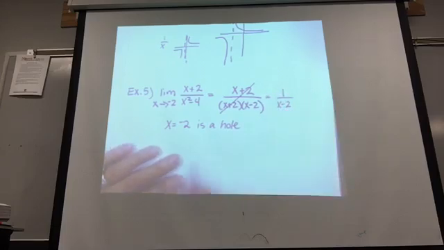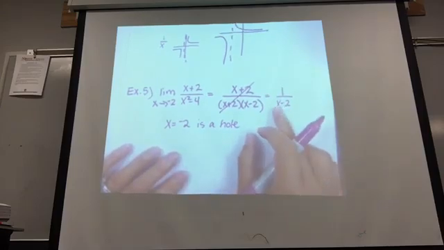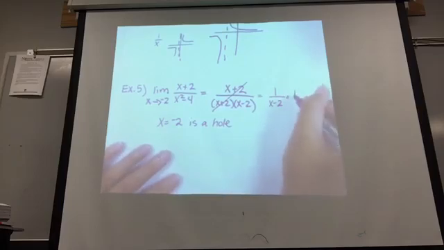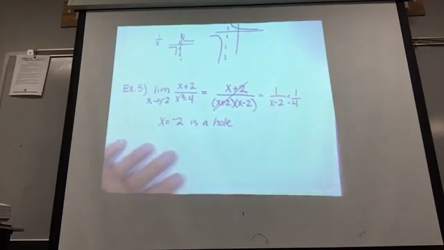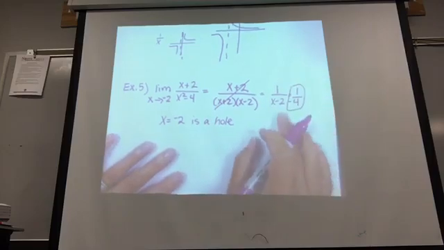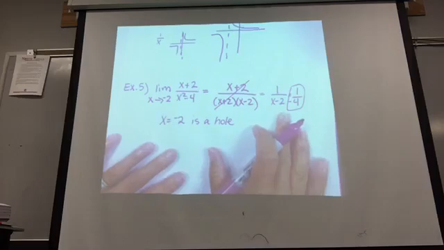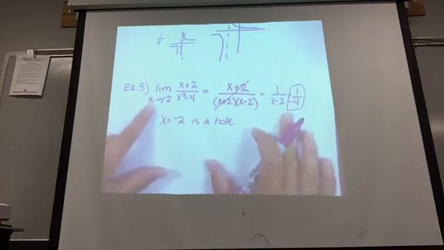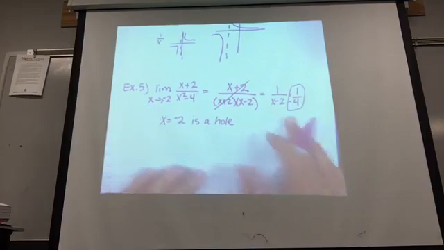Can I plug in negative 2? Yes. And so if I plug in negative 2, that would give me 1 over negative 2 minus 2, which is negative 4. And so since direct substitution worked, that's my answer. So remember, holes: the limit at that value of x, not being one-sided or left, they do exist.